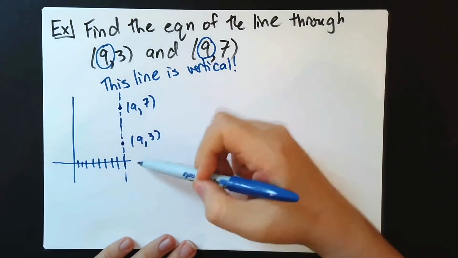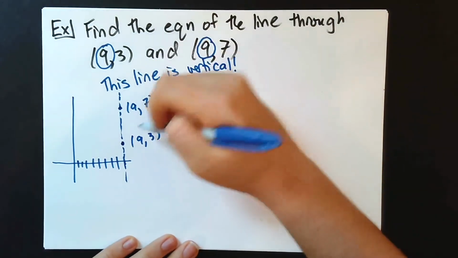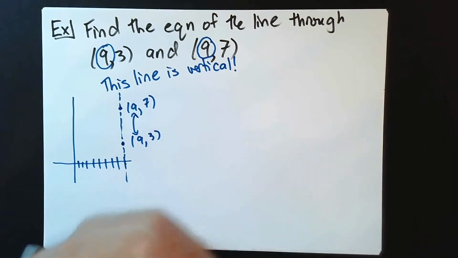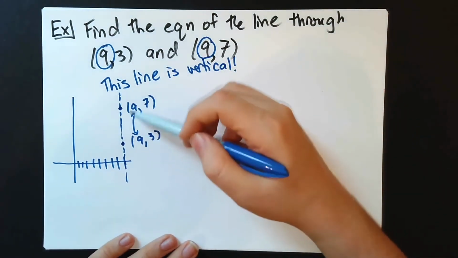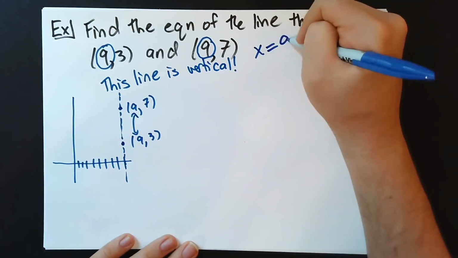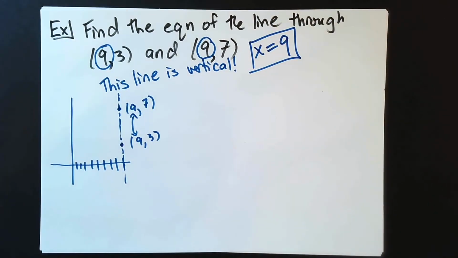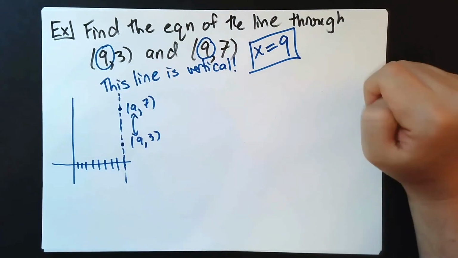And it's hopefully clear what the equation of this line is, because we can think about what these 2 points have in common. Namely, they both have in common that their x-coordinate is 9. And so the answer to this is just x equals 9. So if you're on your toes, you can see this one and sort of call this out right away.